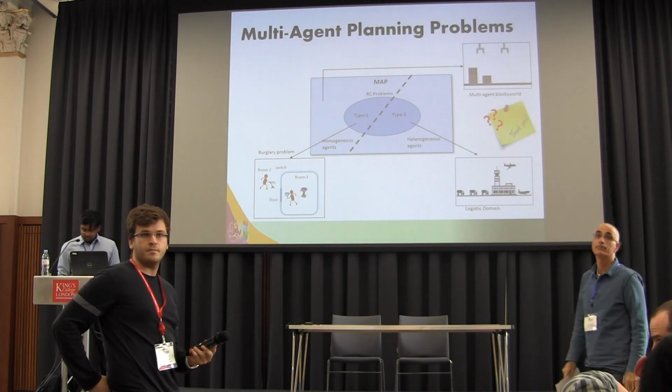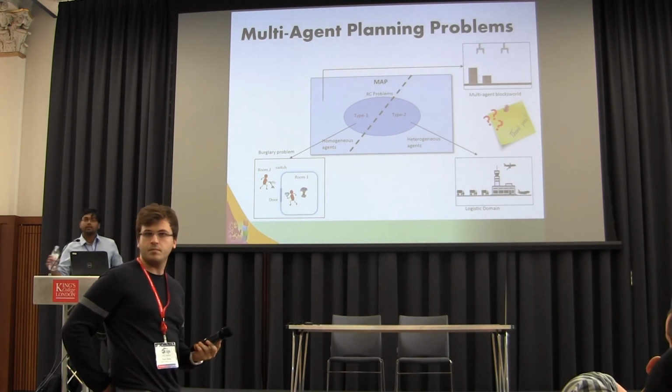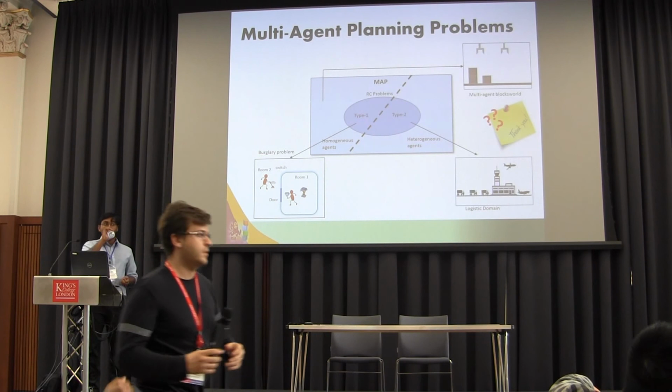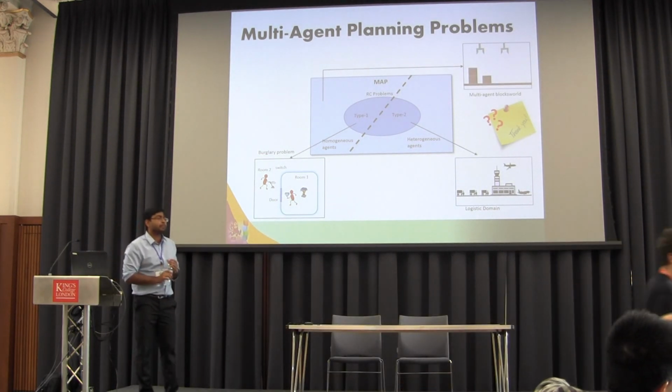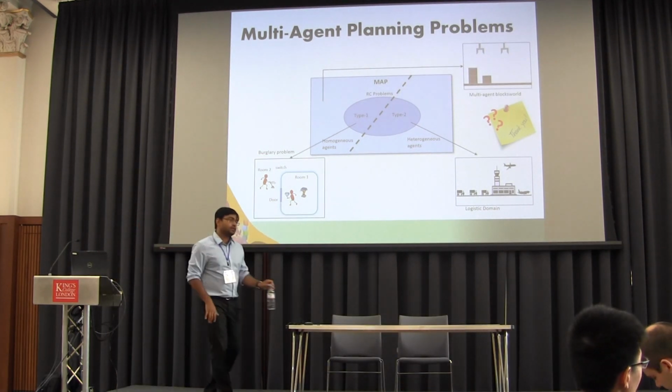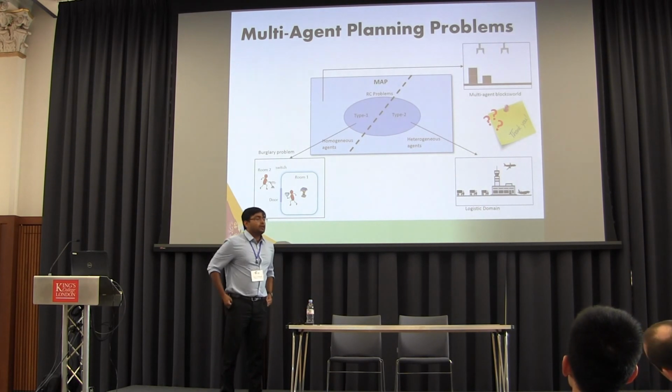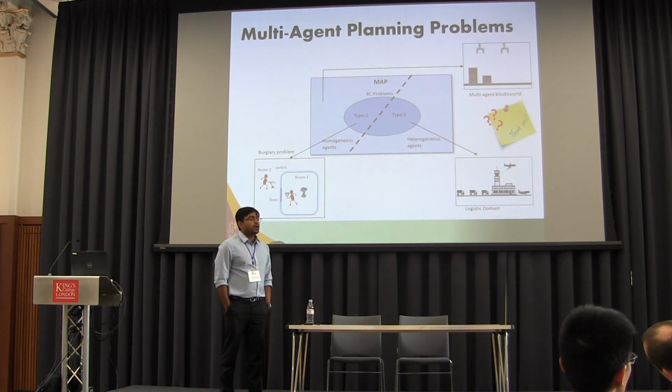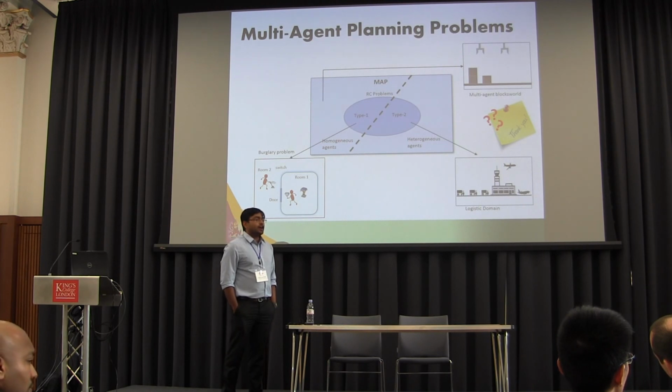Questions? Did you do any analysis of the specific competition domains to see which ones require collaboration and which ones don't? Because I believe that some of them really don't require any collaboration, single agent and so on.